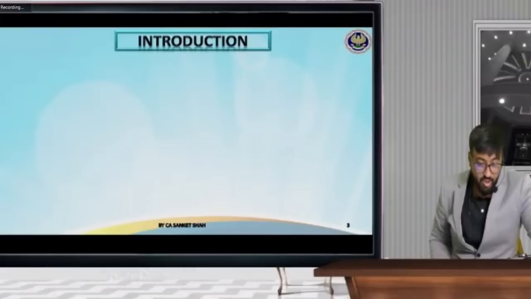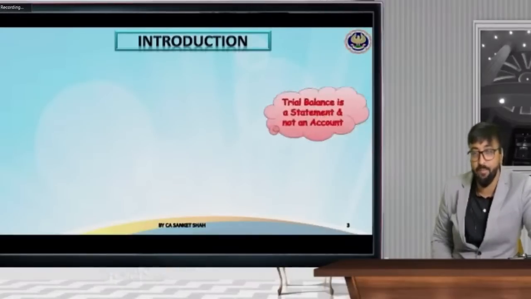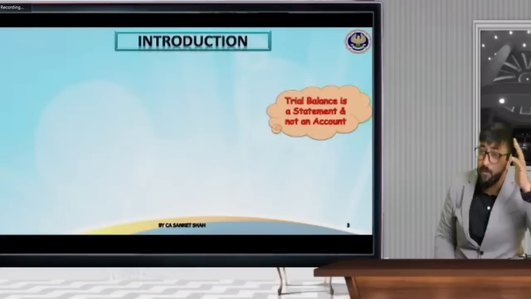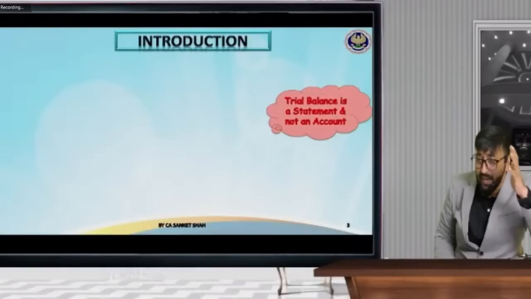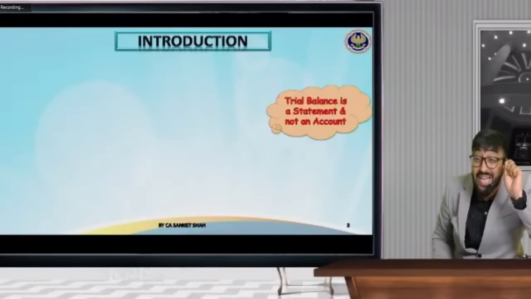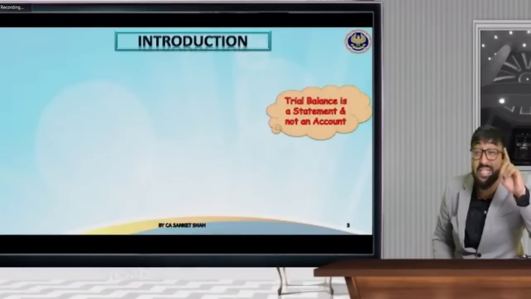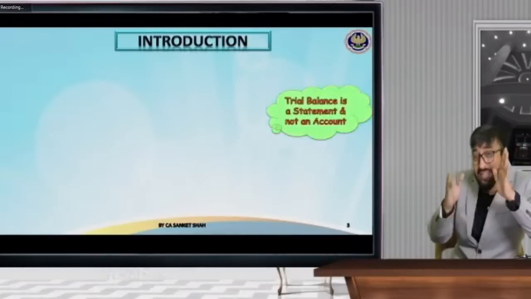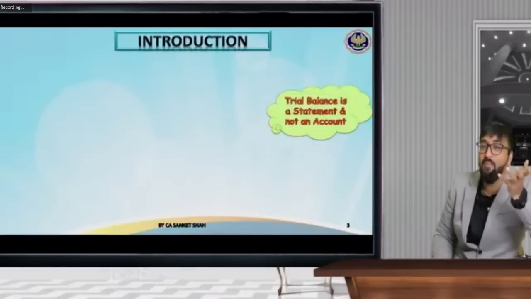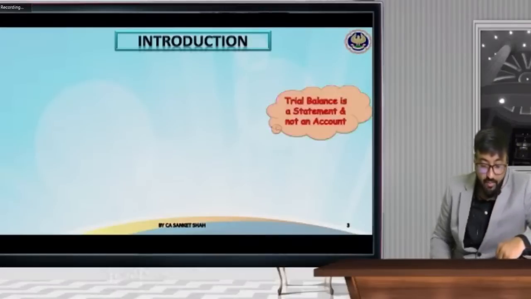Yes, Anishika ji, thank you, beta. Let's focus on the trial balance. Sir, first thing in your mind, trial balance is not an account. Trial balance is a statement. Write it down in the comment section. Trial balance is a statement. Okay, it's very simple. Trial balance is a statement.